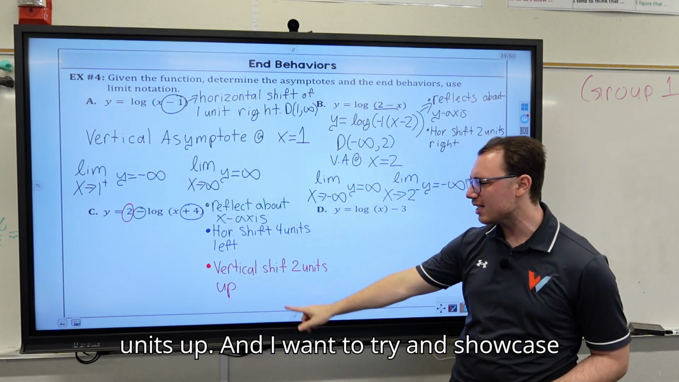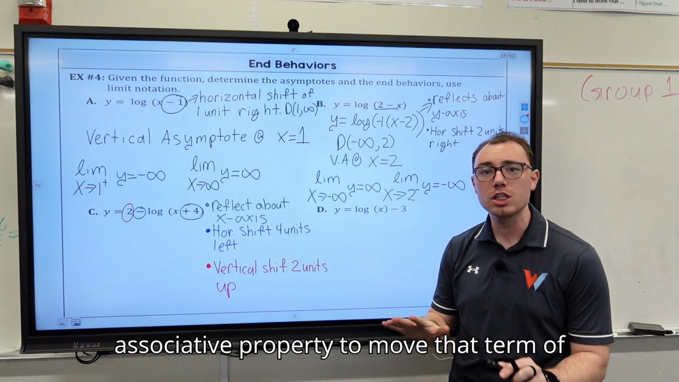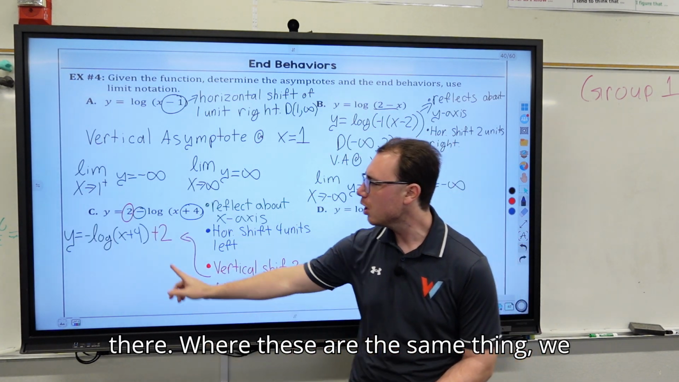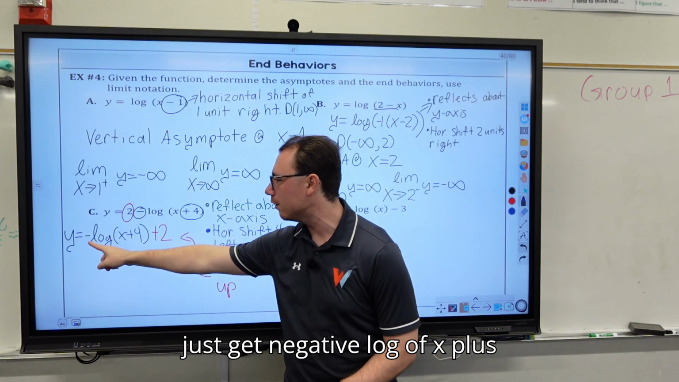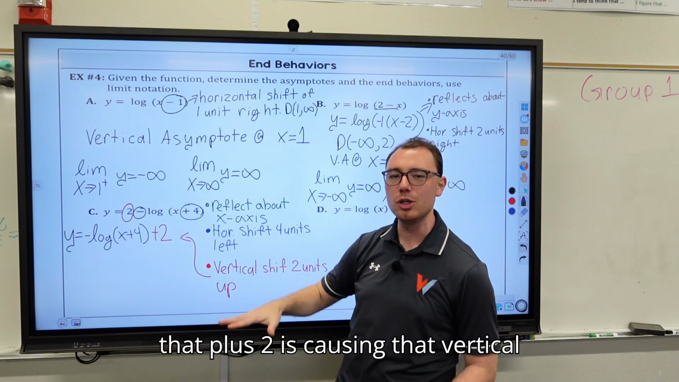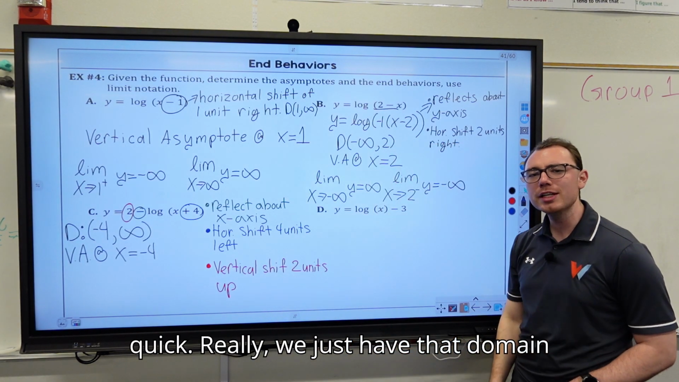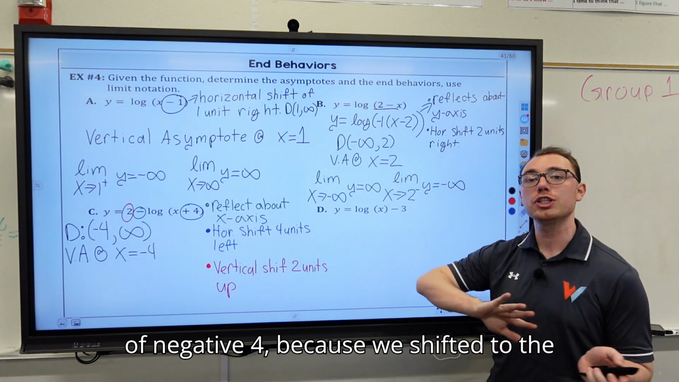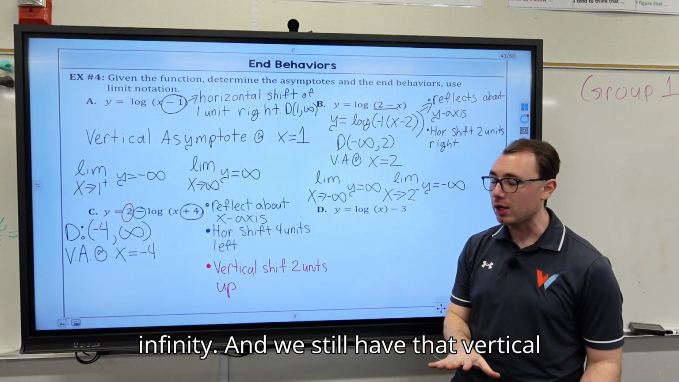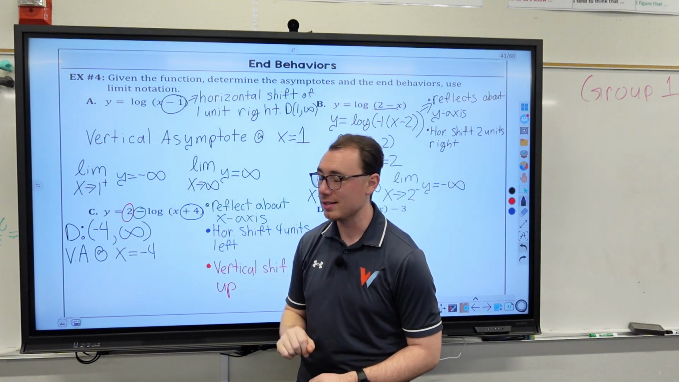I want to showcase this 2 units up by restating the function here. I'm going to use the associative property to move that term of 2 onto the other side of the log, where these are the same thing. We just get negative log of (x plus 4) plus 2. It's a bit easier to see how that plus 2 is causing that vertical shift then. So let's get rid of that real quick. Really, we just have that domain of -4, because we shifted to the left 4 units, all the way up to +infinity. And we still have that vertical asymptote of x equaling -4, the back end of this domain.